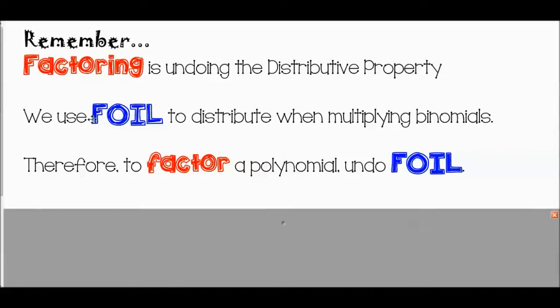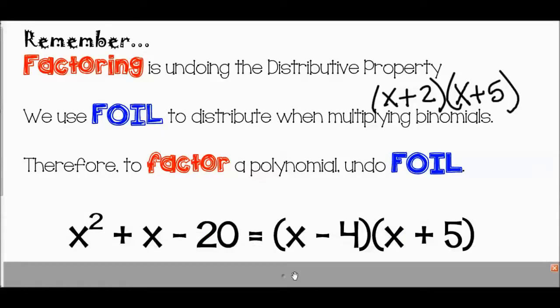We use the FOIL method to distribute when multiplying binomials, and with binomials that's going to be something like x plus 2 times x plus 5. To do that, we FOIL. We do x times x is x squared, x times 5 is 5x, 2 times x is 2x, and 2 times 5 is 10. You combine that, so you have x squared plus 7x plus 10. So therefore, we can connect all that, and we can say, therefore, to factor a polynomial, you are undoing the FOIL method.